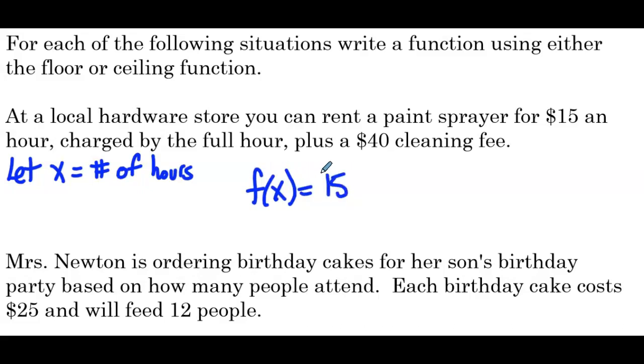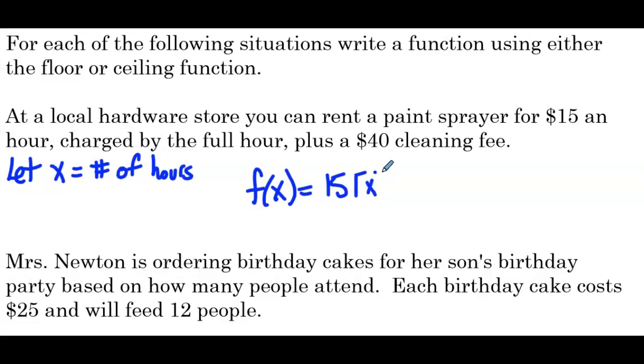full hour. So if we did 15 times x, well, that would be simple, but then we're saying we could plug in 1.5, but they're not going to charge us for 1.5 hours. They're charging us for 2. So what can we use that would take our input and round it up to the next full hour? Well, that would be the ceiling function. It's a perfect time to use the ceiling function.